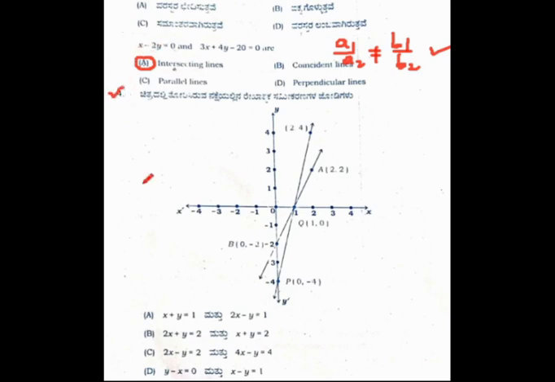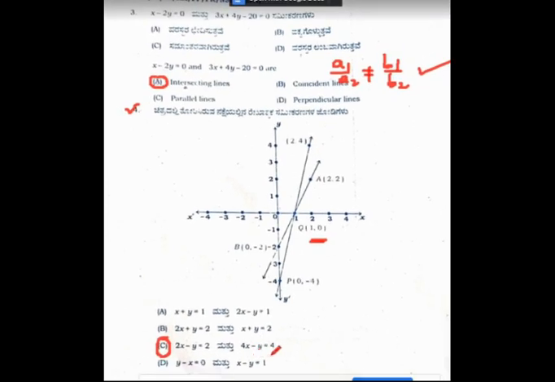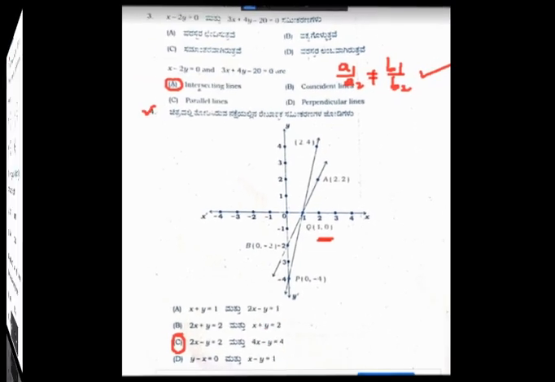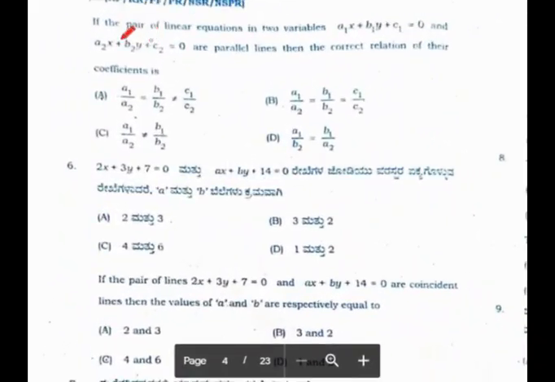Moving on to the fourth question, the point 1 comma 0 satisfies which equations? The correct option for this question is C. 2x minus y is equal to 2 and 4x minus y is equal to 4. Fifth question, if the pair of linear equations in two variables a1x plus b1y plus c1 is equal to 0 and a2x plus b2y plus c2 is equal to 0 are parallel. So the parallel line condition is a1 by a2 is equal to b1 by b2 but not equal to c1 by c2. Correct option for fifth question is A.